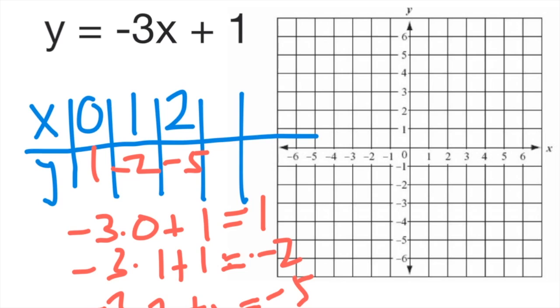Now we plot the points. First one is 0, 1. Next one is 1, negative 2. And finally 2, negative 5. Connect the points with the line.